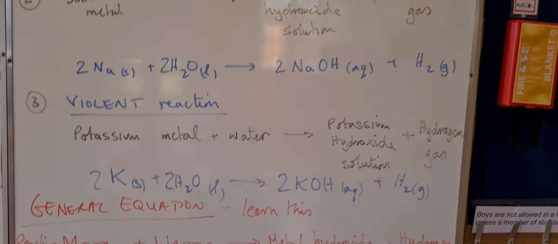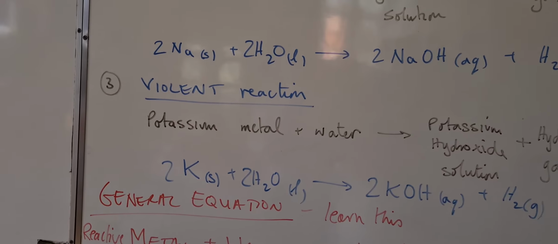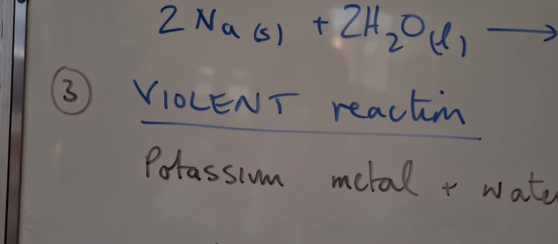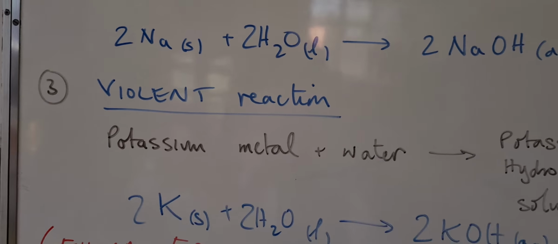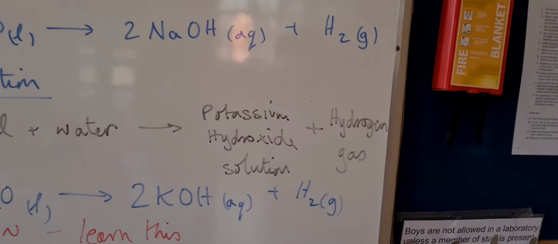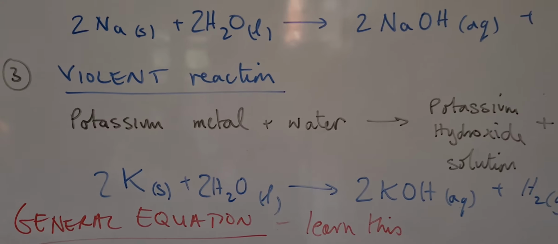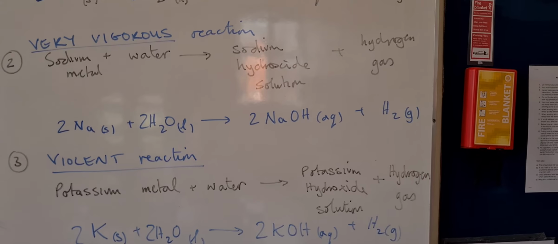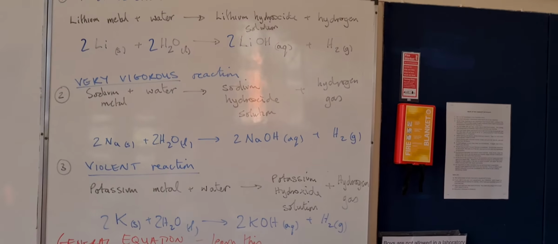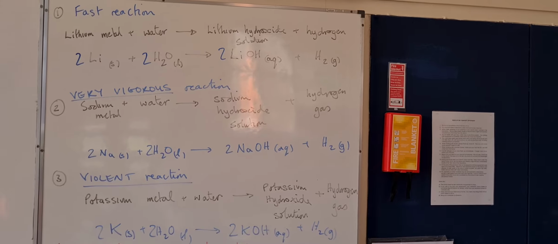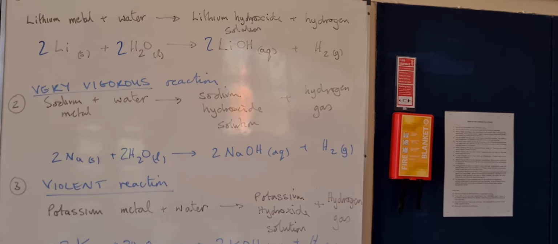And then the third reaction, the one that burned with a lilac flame, potassium metal, violent reaction. Potassium metal and water makes potassium hydroxide solution and hydrogen gas. And there's the balanced equation for that. So I want you to see a similarity between all three. And the similarity is this, the pattern.